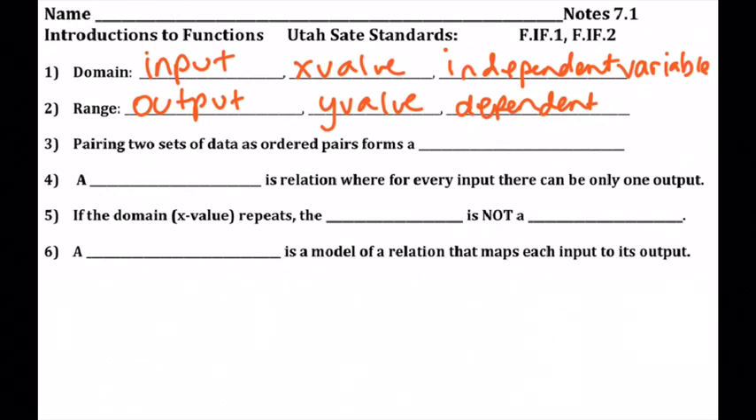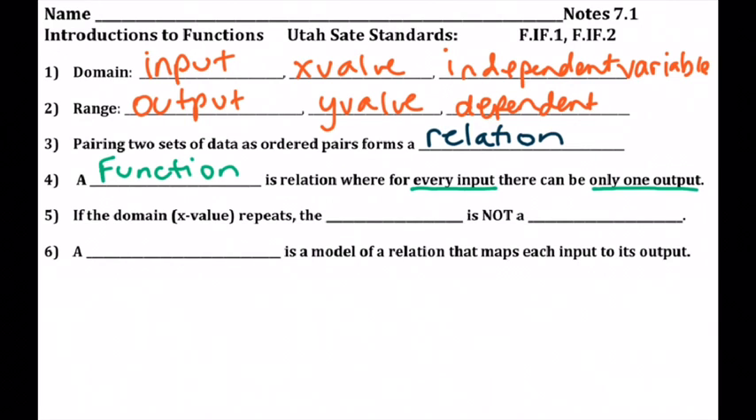Number 3, pairing 2 sets of data as ordered pairs forms a relation. There's nothing necessarily special about a relation. It's just a set of ordered pairs. So it might be 1 ordered pair, it might be 20 ordered pairs, or it might be 1,000 ordered pairs. It's just a bunch of ordered pairs, okay? However, there is a special kind of relation, and it's called a function. So a function is a relation where for every input, and I'm going to underline that, for every input, there can only be one output, okay?